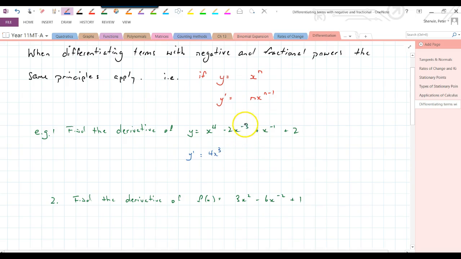Here's a negative power. This minus 3 now comes down. So same deal, multiplies by the minus 2. So minus 3 times minus 2 gives us plus 6. Now the x holds, that power goes to minus 4.